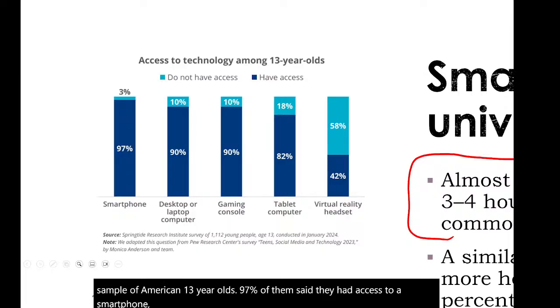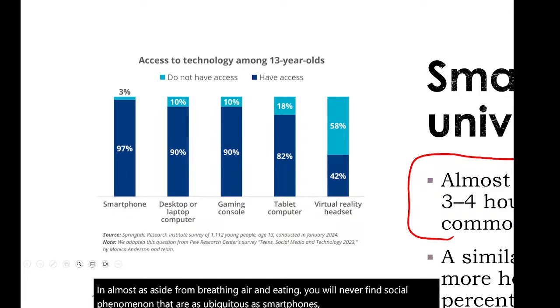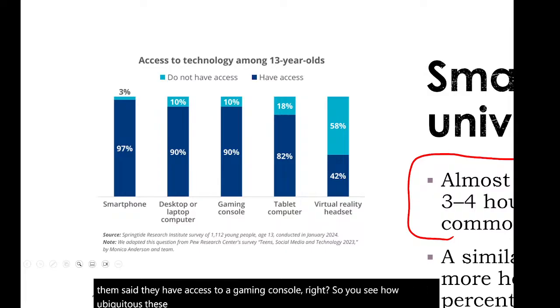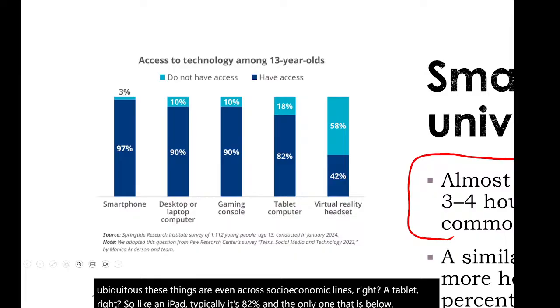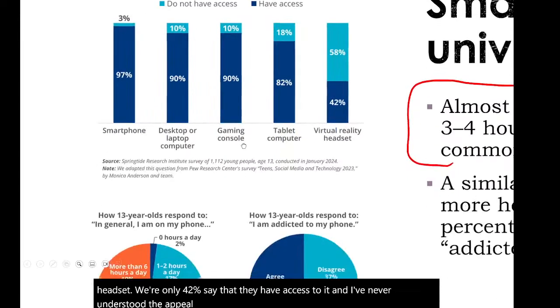So this is as ubiquitous a social phenomenon as you are ever going to find, right? Aside from breathing air and eating, you will never find social phenomena that are as ubiquitous as smartphones. 97% is huge. 90% of them say they have access to a desktop or laptop computer. 90% of them said they have access to a gaming console. So you see how ubiquitous these things are, even across socioeconomic lines. A tablet, like an iPad, typically it's 82%. And the only one that is below is a virtual reality headset, where only 42% say that they have access to it. And I've never understood the appeal of virtual reality anyway. It always makes me sick.